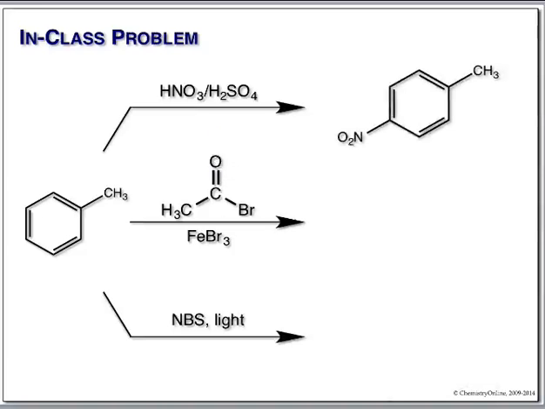Now, this is how you make TNT, obviously. If you take this mixture and you just let it sit, you actually get tri-substitution. Put another nitro group here, another one here. That is trinitrotoluene.